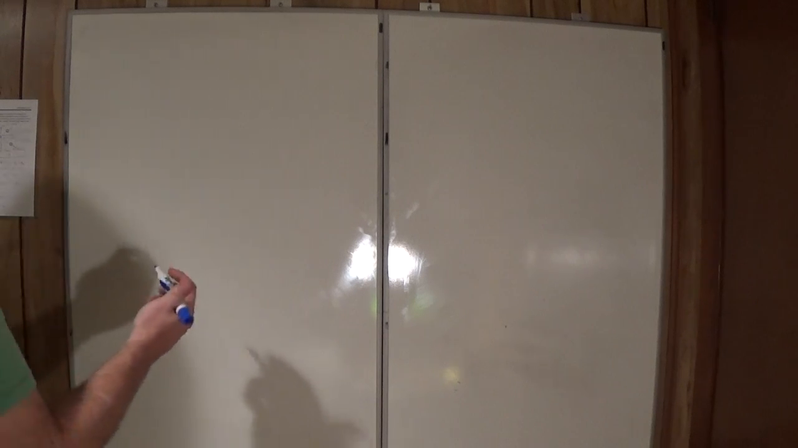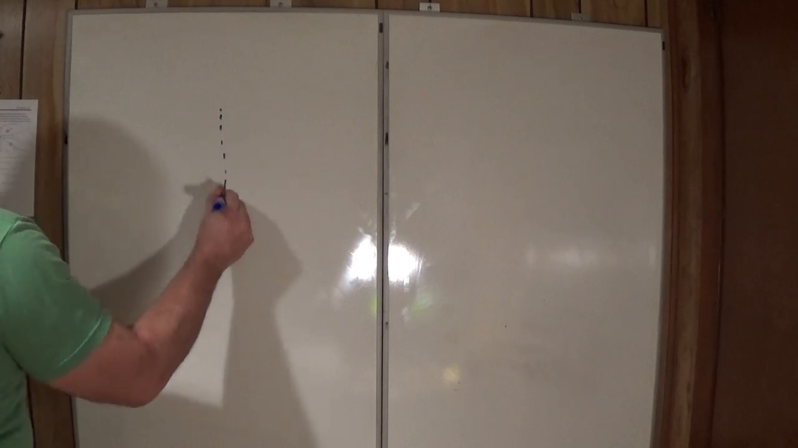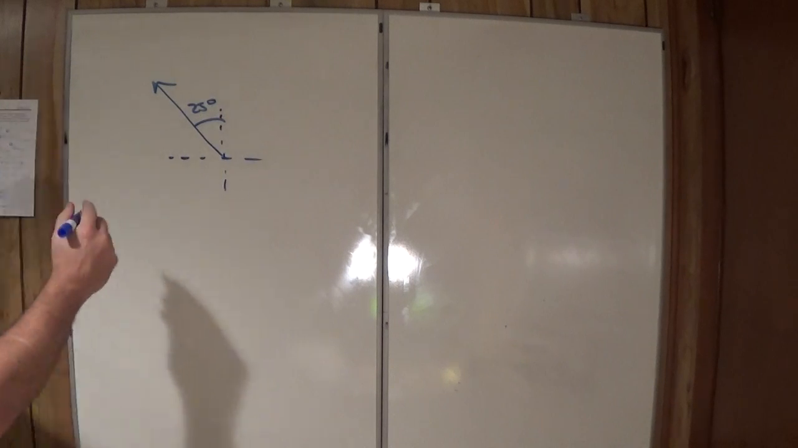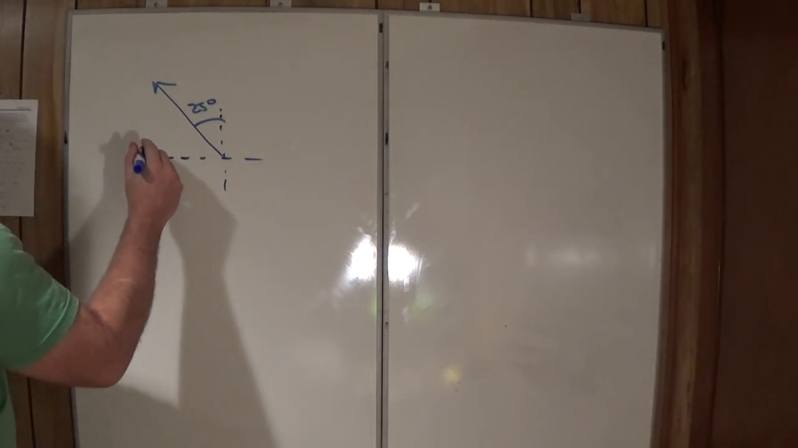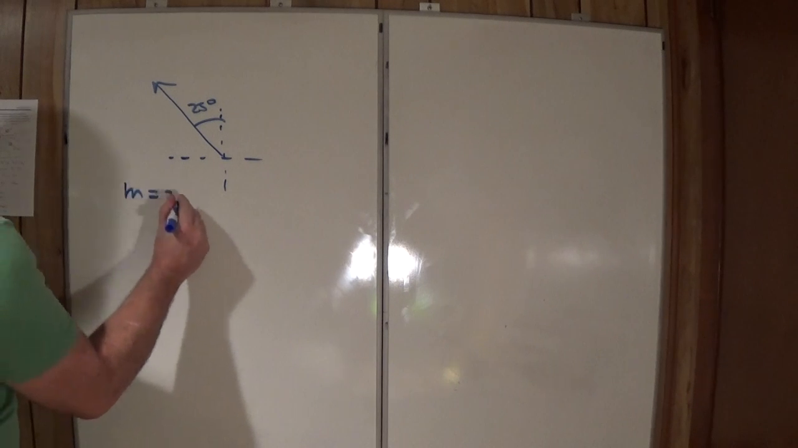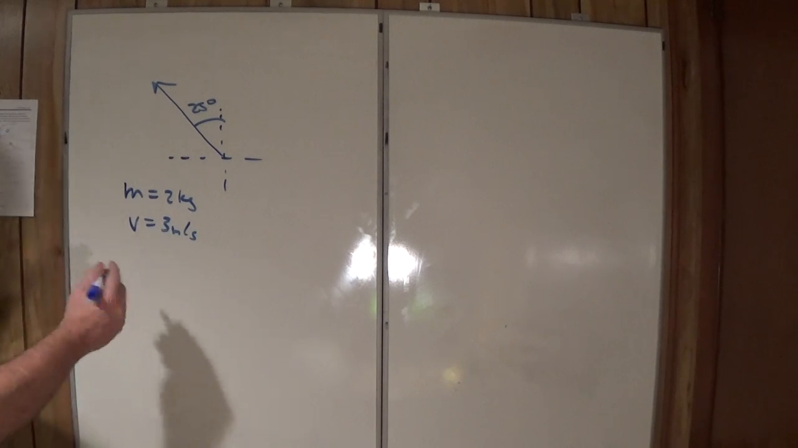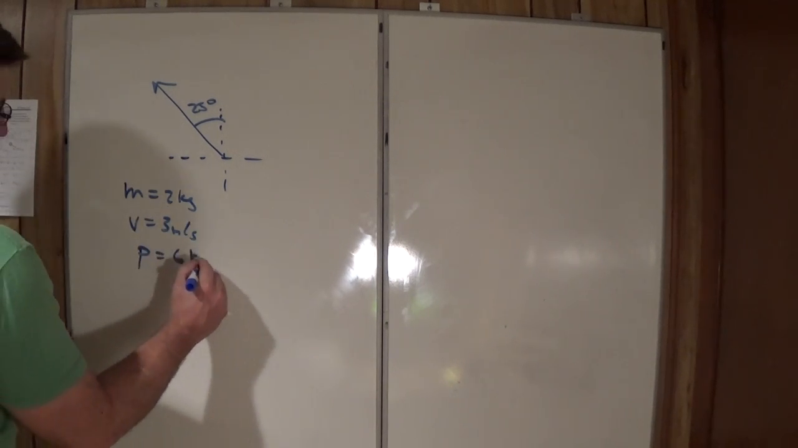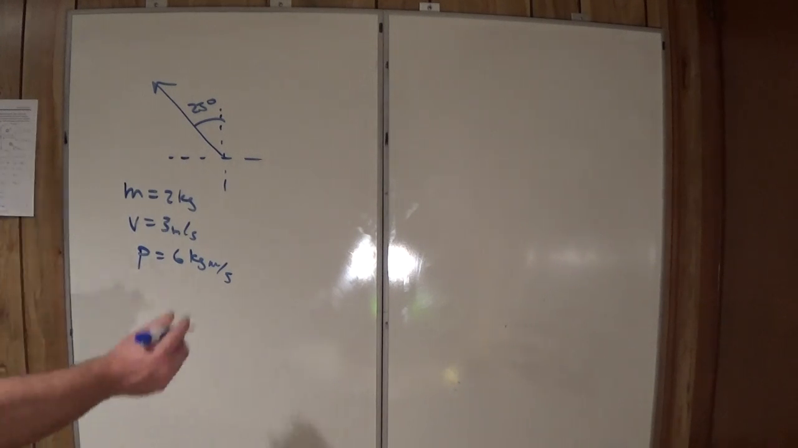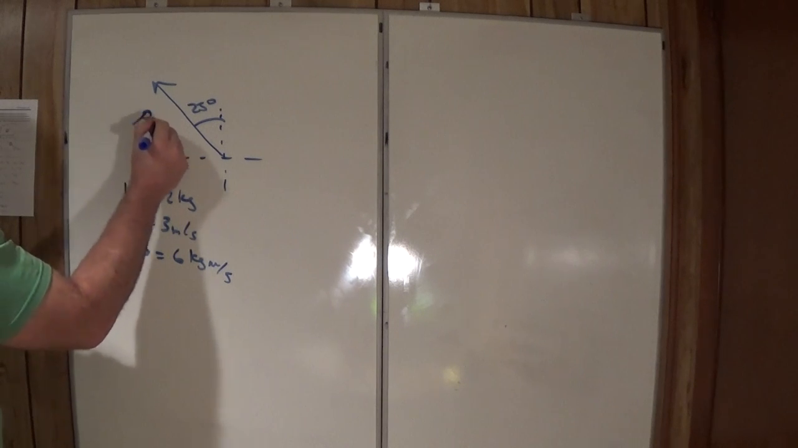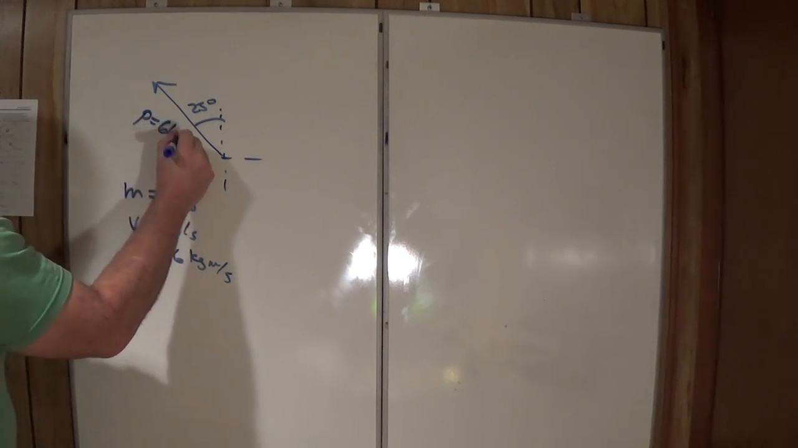So for example, if we have an object with a mass of 2 kilograms that's moving at 3 meters per second at an angle of 25 degrees west of north, we say it has a momentum of 6 kilogram meter per second. But what's the direction? Well, the direction is 25 degrees west of north.